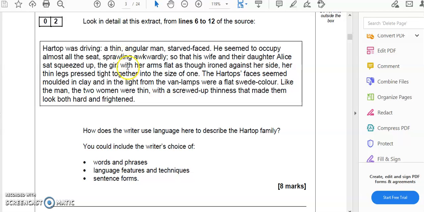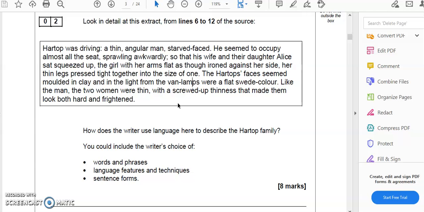If you refer back to a revision guide, it does tell you that actually knowing the different types of words is very useful. I'd say the key things you want to know here are verbs, adverbs, and adjectives, because those are where the author's really crafting the language in terms of words and phrases. You're also looking for language features and techniques, so if there's any similes here, so for example, the girl with her arms flat as though irons against her side is a simile.